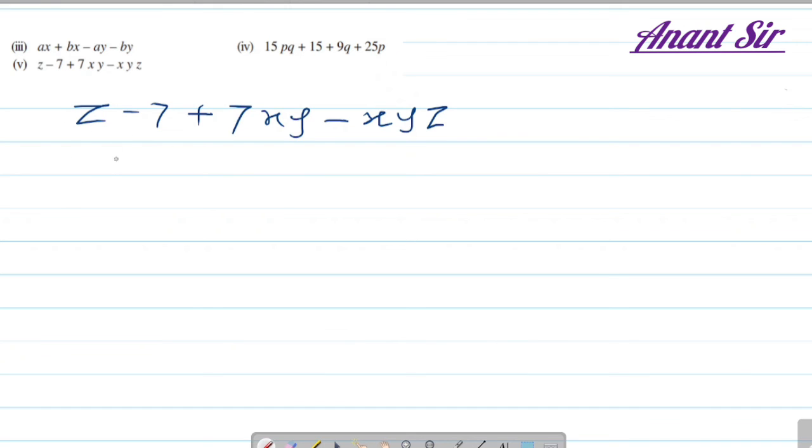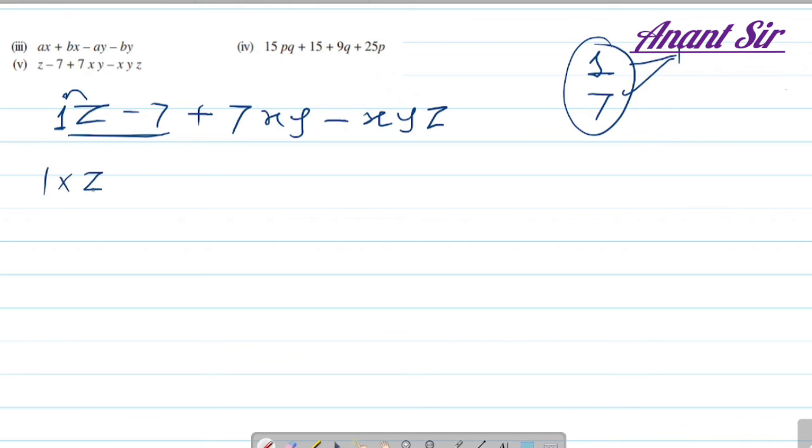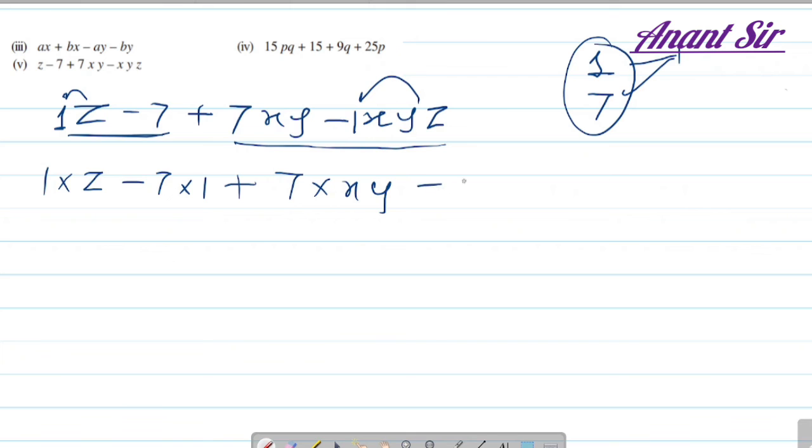Now in the first two terms, z and 7, what is the coefficient of this z here? It's nothing there, that means it's 1. So there is nothing I can take common. One number was 1 and the other was 7. What is common? Both can be divided by only 1. So I am going to write this as 1 into z and 7 as 7 into 1. What about the last two? What is the coefficient of this xyz? Nothing, again 1. So I am going to write this as 7xy minus 1 into x into y into z.